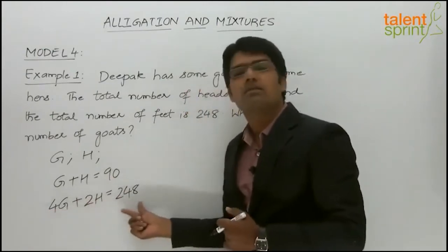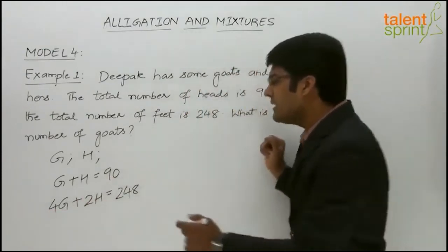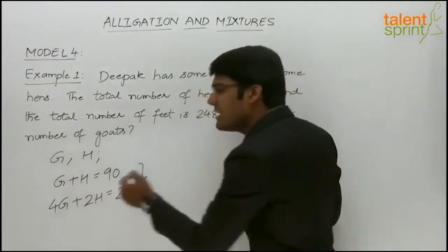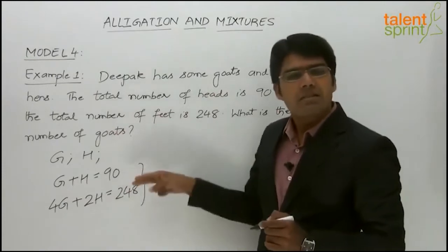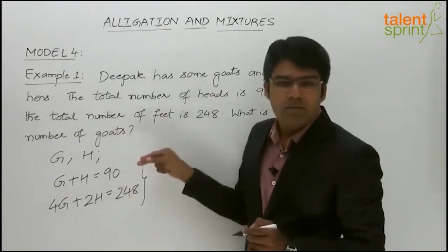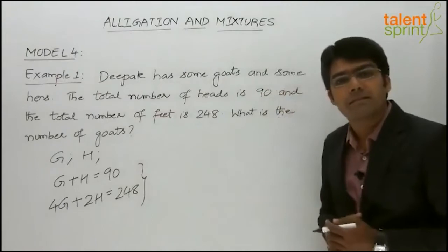4G plus 2H equals 248. Now these two linear equations in two unknowns can be solved to find the number of goats. So that's the simple, straightforward method of solving two equations to find the required answer.